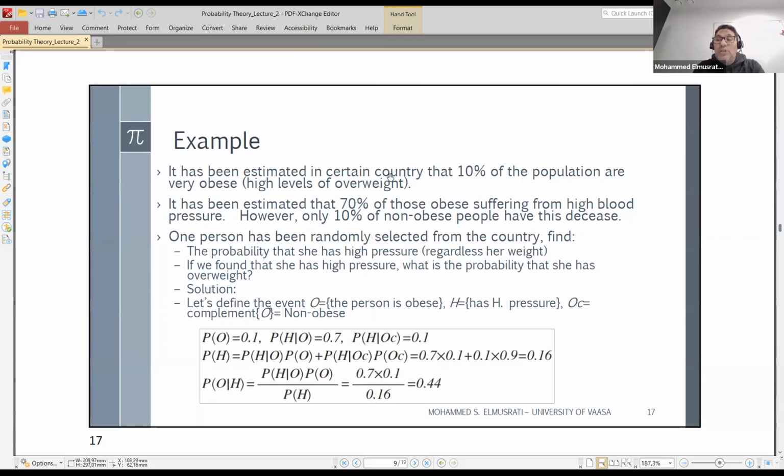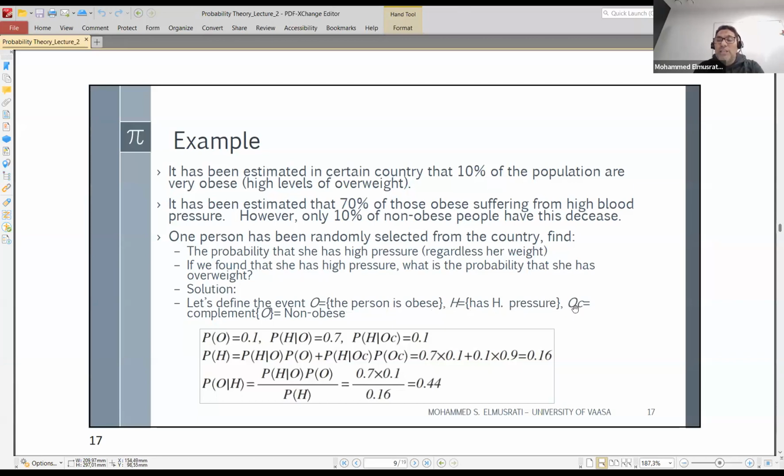The first thing that you need to do is define this overweight. So here I define the overweight as the letter O. So I call the event O equal to the person has overweight or is obese. Okay. And then the second thing is the high pressure. So now I define high pressure, the person has high pressure, as the letter H, as you can see. Okay. So now I have only these two, overweight and high pressure.